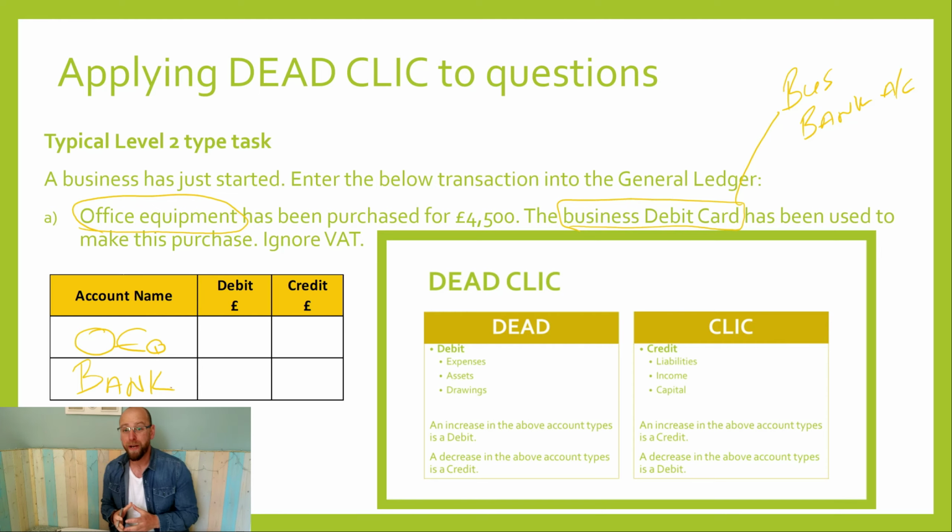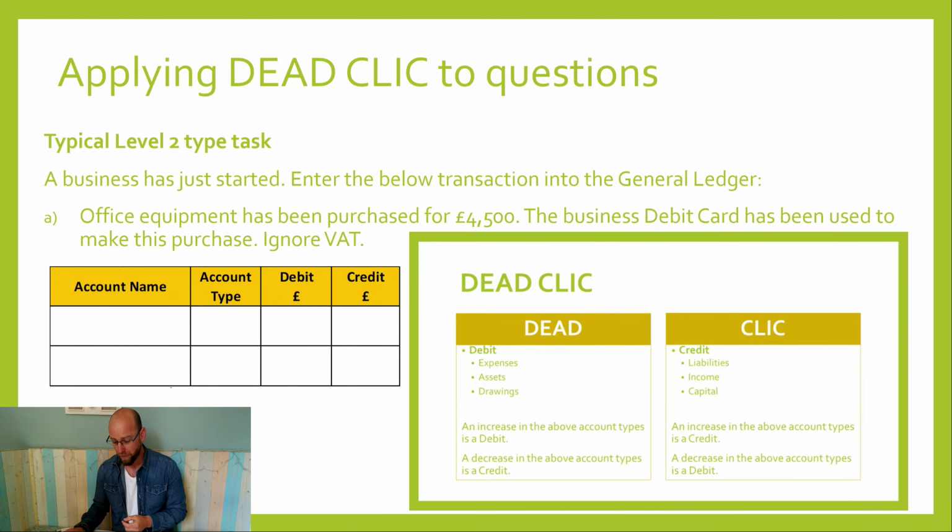So now we know what the account names are, we do what we did before. We need to think about how we make the connection between the account name and then CLIC. So again, let's add in the account type into here. So we know the account names are office equipment and bank. So again, let's take a look then. How do we know what the account types are?